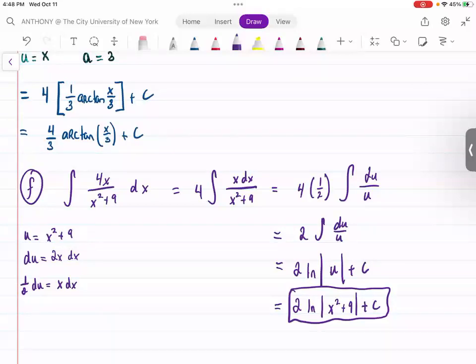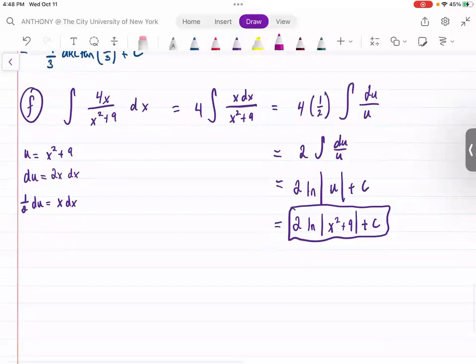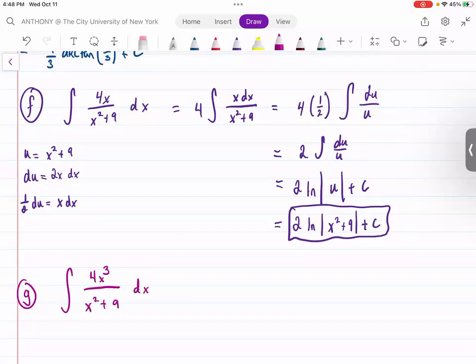All right, let me show you part G. So for part G, let's say that example was the integral of 4x to the third over x squared plus 9 dx. Now let me ask you a question. Do you think u substitution is going to work? Yes or no? Great, gotta pay attention. Do you think u substitution is going to work here?